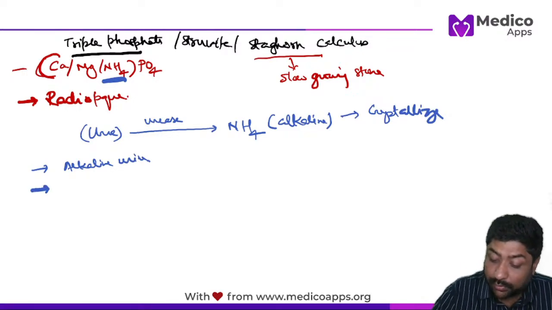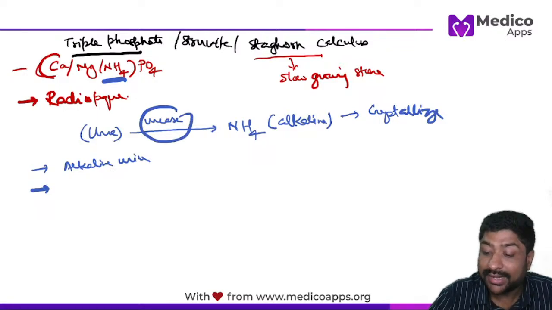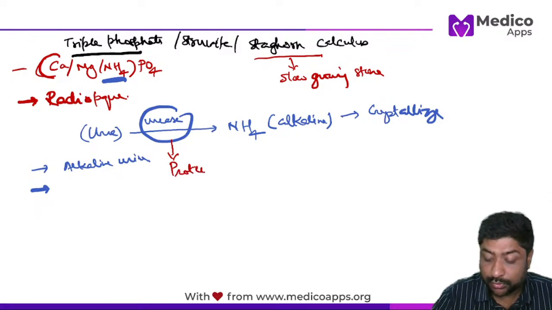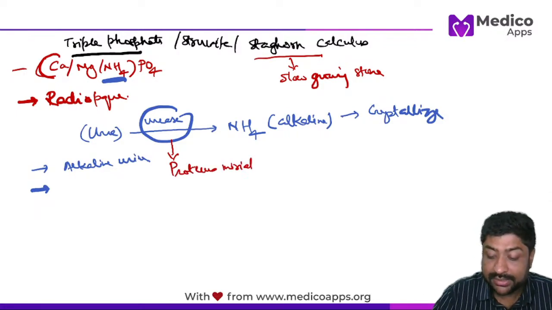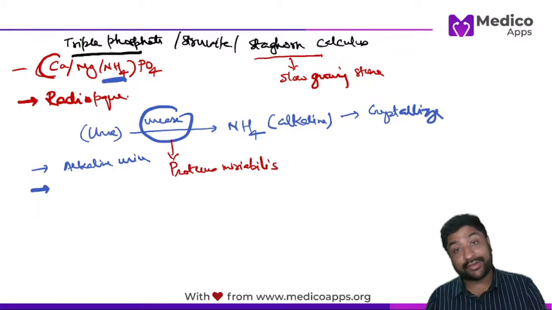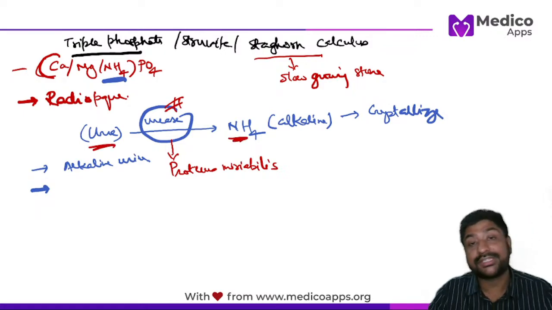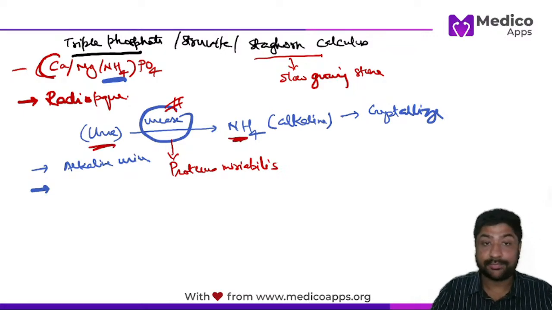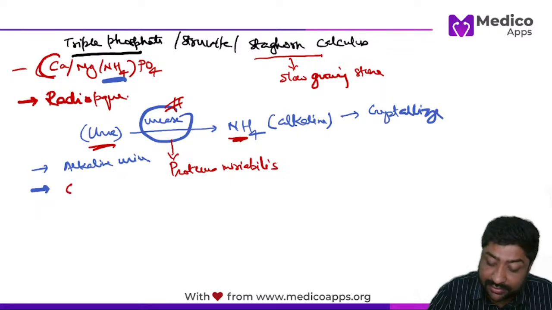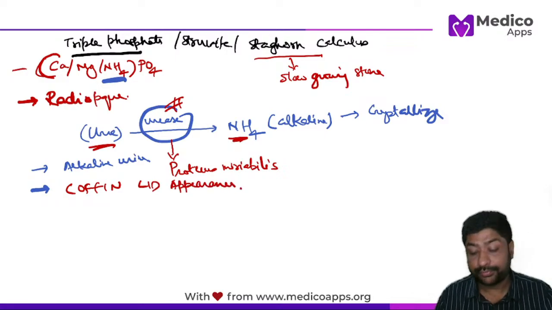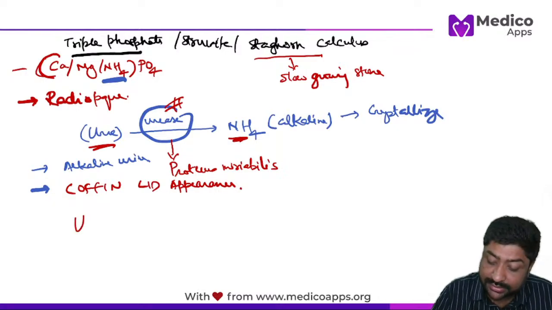And lastly, what are these urease producing organisms? Very important is Proteus infection. Proteus mirabilis will produce urease, it will convert urea into ammonium, which is alkaline, and then it will crystallize. Is everybody clear? And we have already seen it gives a coffin lid appearance. Any doubt till now?